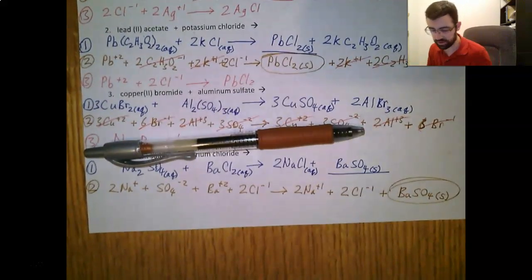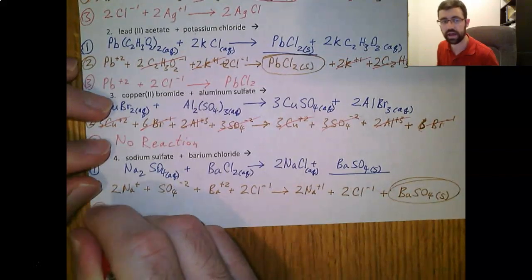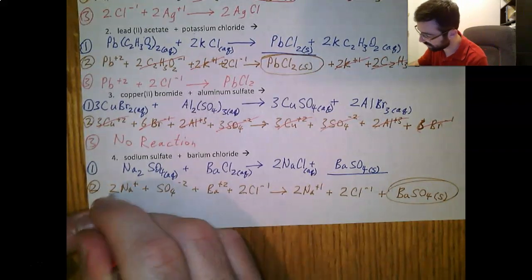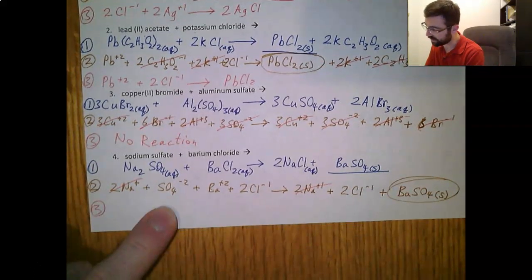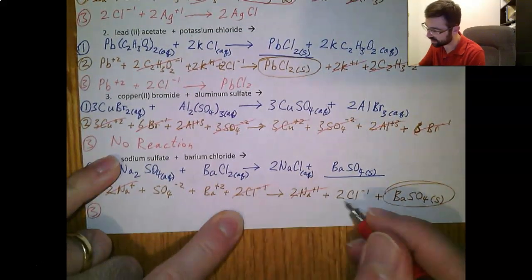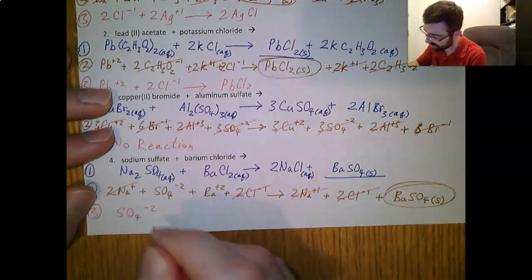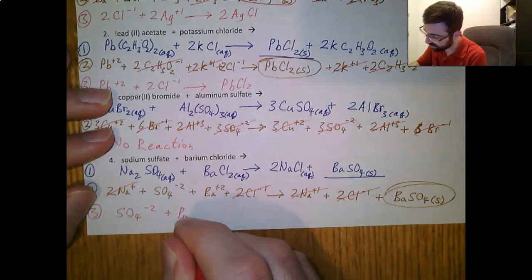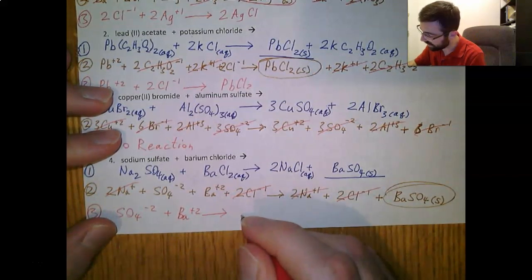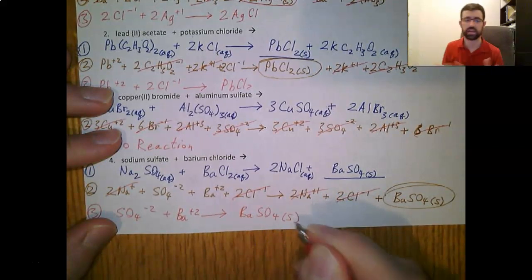Go to the third step, final step. We want to cancel out all of our spectators. I have 2 sodiums on both sides. Sulfate, that's part of it. Barium is part of it. I have 2 chlorides on both sides. So I'm going to say SO4 with a negative 2 charge plus Ba with a positive 2 charge yields BaSO4, solid, and that is it.